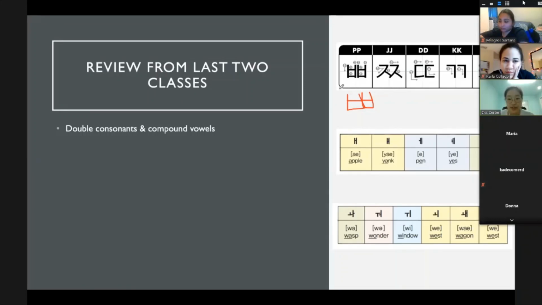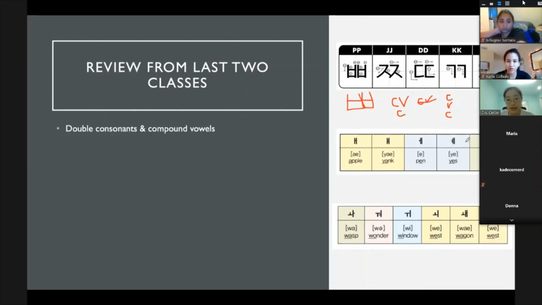And I mentioned that these five are only used in the very first letter. So I said like consonant vowel. You had this, and then you also had this one. Let me erase this. You had this one. So for the very first consonant, you could use only these five.